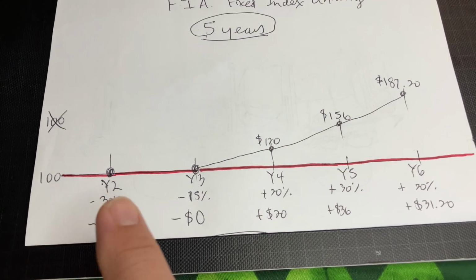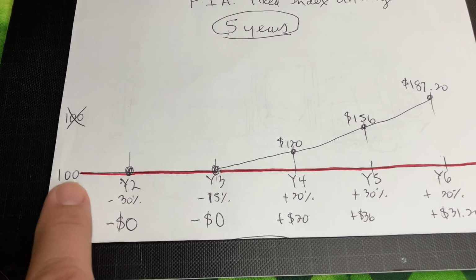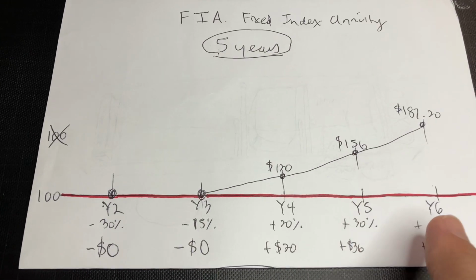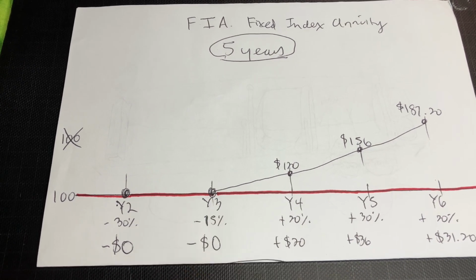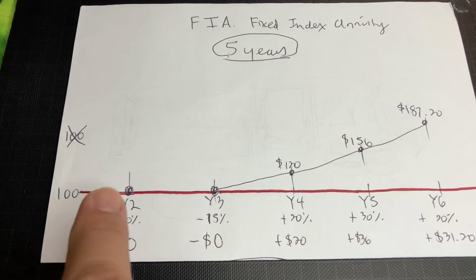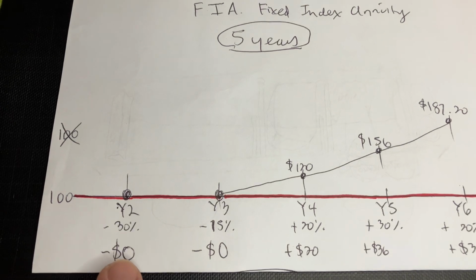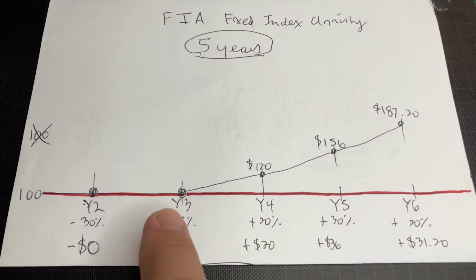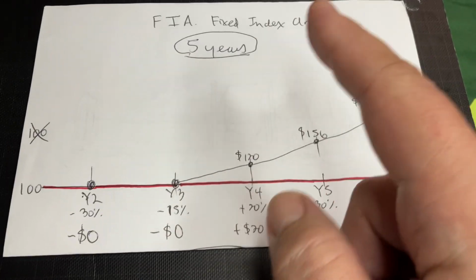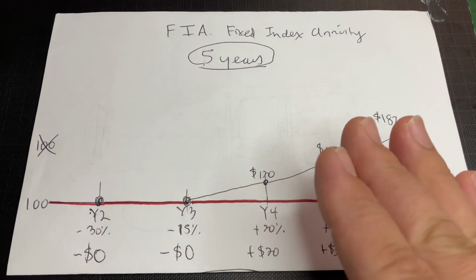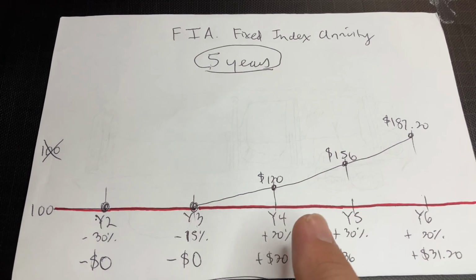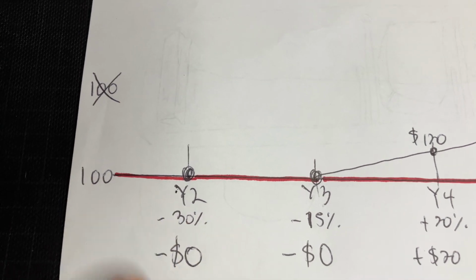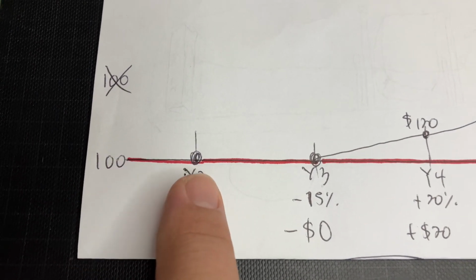So let's go with the same scenario. We start off at $100, with the same losses and the same gains as the previous scenario. With a fixed annuity, there's a 0% loss. This red line represents the fixed annuity, which is a floor, meaning there's a 0% floor. So if the market goes lower than 0%, the only thing you lose is nothing. Remember that now. A loss of 30% in year one, you lose nothing, so you're still at $100.